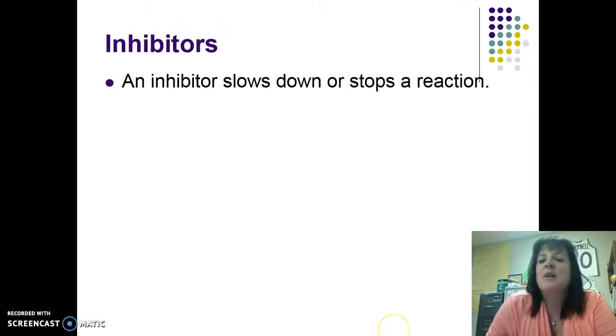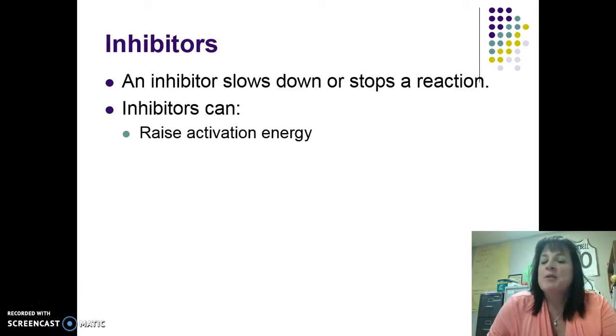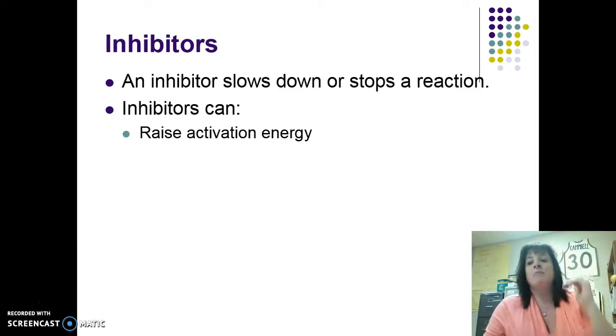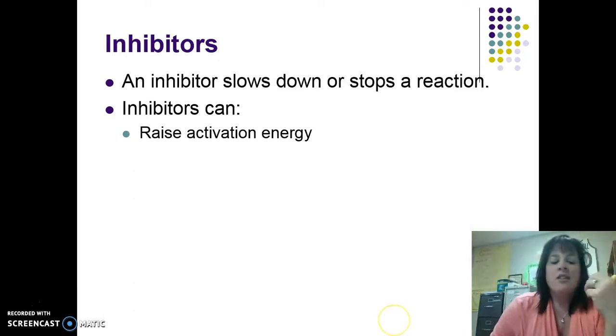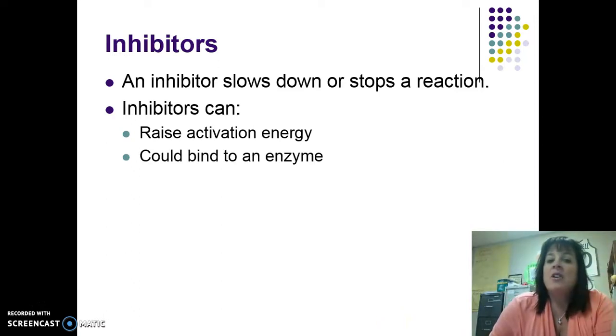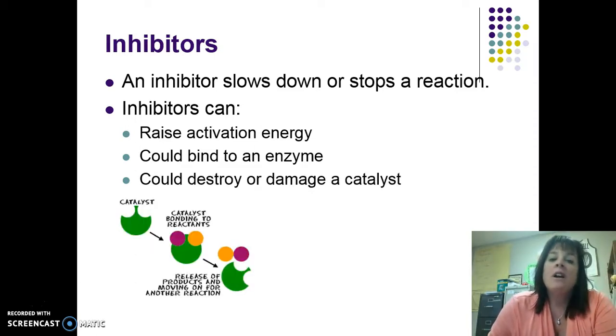All right, last thing I want to talk about are inhibitors. An inhibitor is something that slows down or stops a reaction. Inhibit, inhibitor, stop. Inhibitors can work several different ways. One, they can raise activation energies, so they can raise that peak and make it harder for the reaction to happen. They could bind to an enzyme, so they could inactivate a catalyst like an enzyme, or they could destroy or damage it.